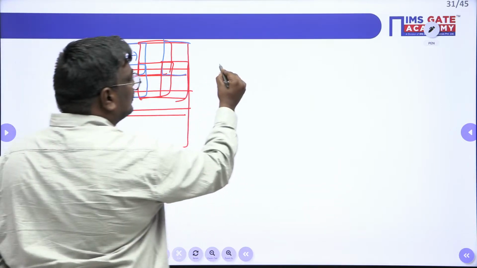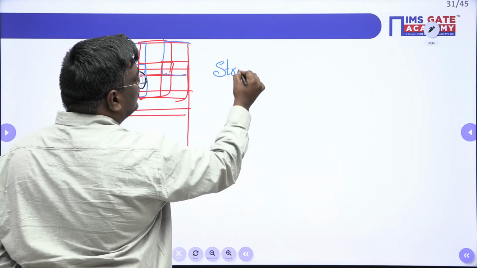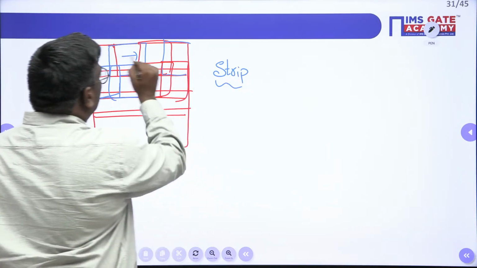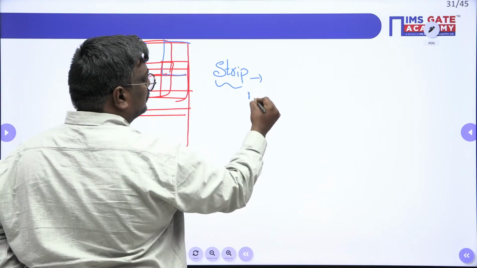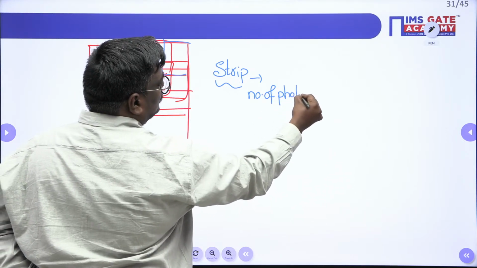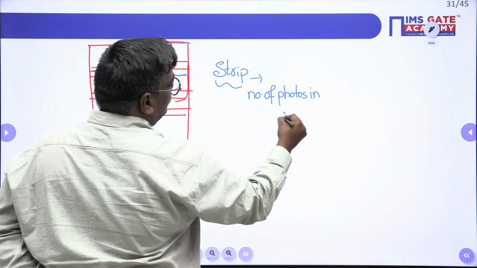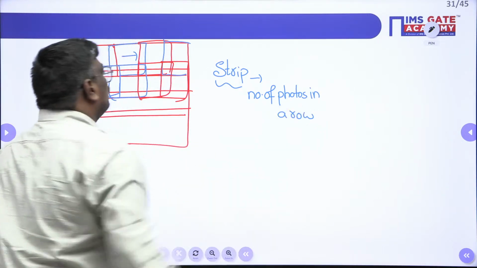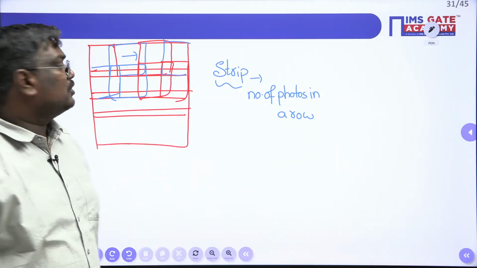What is a strip? It is the number of photos in a row. Number of photos in a row is known as a strip. And we also have side overlap and longitudinal overlap.